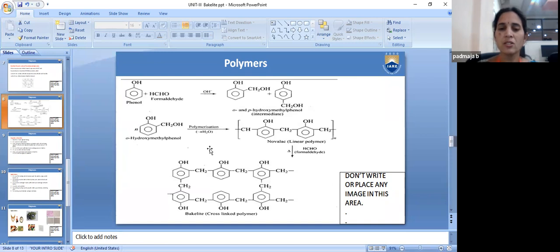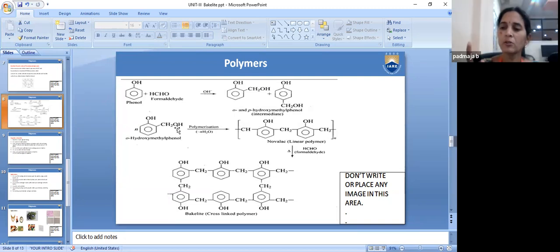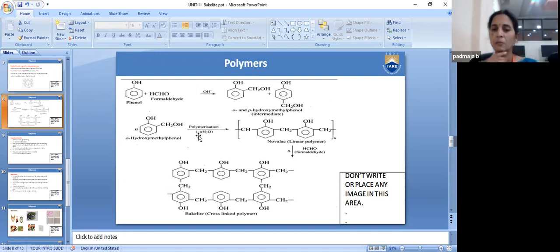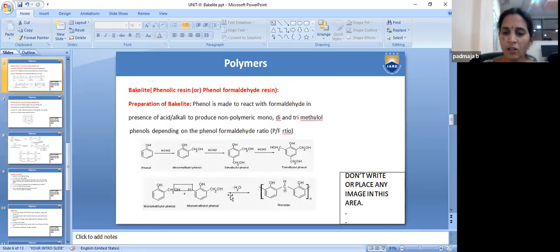It undergoes condensation polymerization. Why? What is present in the monomer? The monomer contains OH. So monomers which contain functional groups will undergo condensation polymerization. We know that already, students. So here condensation polymerization is taking place, with removal of water molecule.